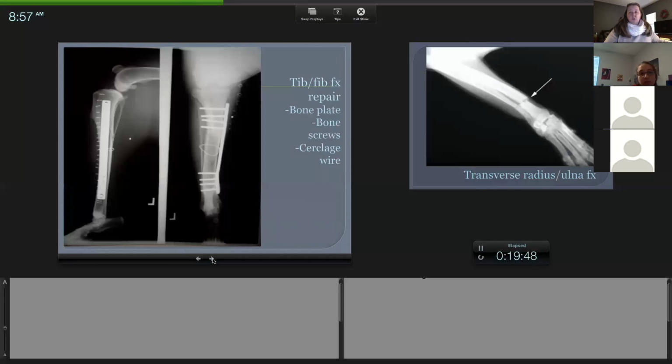Now, when we get into repair, this is a tib fib fracture. And what they used is a bone plate, bone screws, and then they used something called cerclage wire. So it's harder to see. This is the lateral view. So the plate is here. Those little lines on the side are staples. So those are the staples that are holding the skin together. They look like they're inside the leg, but those are outer skin staples. But this bright white thing right here is the plate. And you can see, here's the plate.